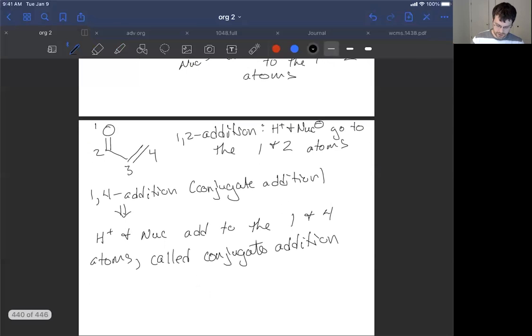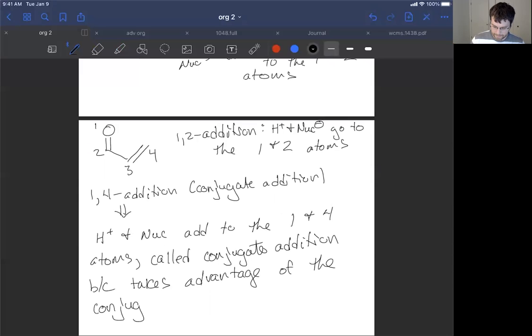It's called conjugate addition because this takes advantage of conjugation, or of the conjugated alkene.